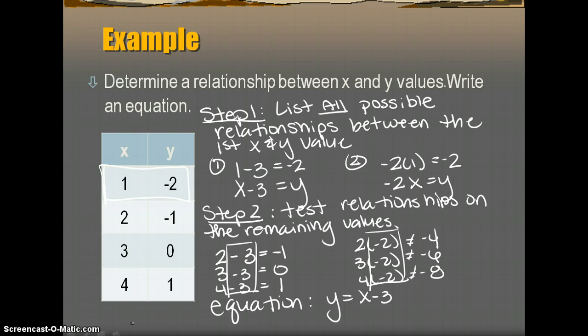So again, the first thing that you want to do is to list all possible relationships between the x and y values, specifically between the first ones. Step 2 is to test the relationship, or the 1 or 2 or however many you have, on the remaining values. Once you figure out the one that remains true for all given values, that would be your given equation, and you are done.